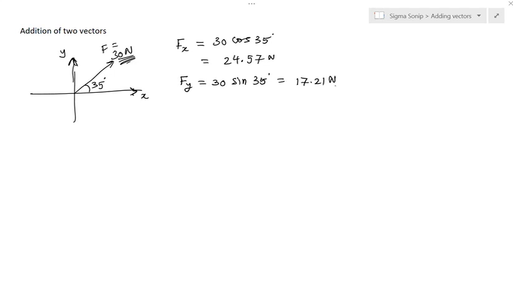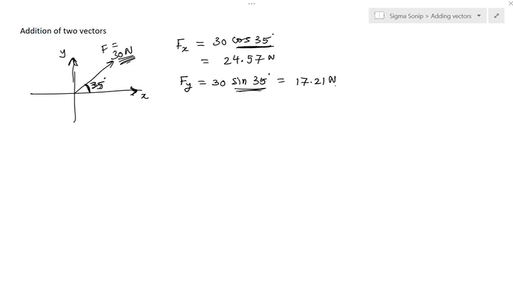Just to remind you guys that whenever you are resolving a vector into two components, you will have to take cos for the component in the direction with which the angle is given. So in our particular case, the angle of 35 degrees is given with the x-axis. Therefore our component Fx will have cos 35 and the other one will be sine 35.